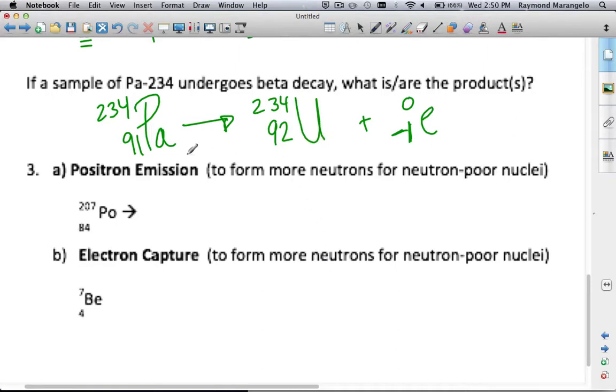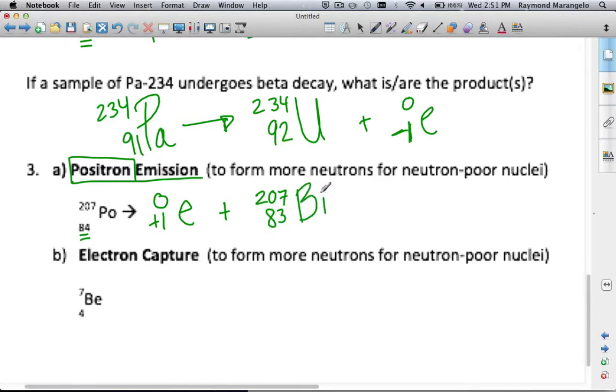All right. Now let's go through a different type of emission, positron emission. Positron, positive, tron, it's a positive electron. All right. So Po-207, and that's polonium. Polonium is going to give off a positively charged electron. And when it gives off a positively charged electron, it still weighs 207, but now it actually lost a proton. So now it only has 83 protons and it became bismuth.